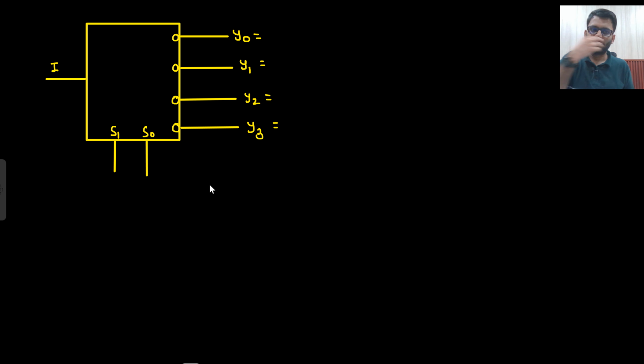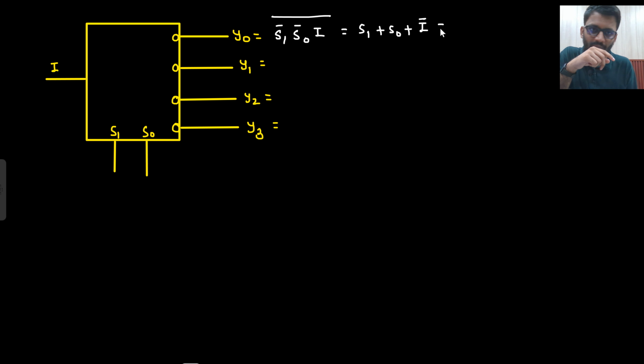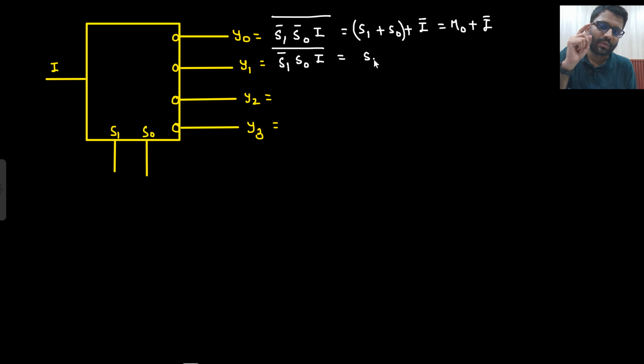Let's write down the answer here. Okay. So how will you write it down? So I will write down in this manner in the examination, that if S1 is not there and S0 is not there, the information I would have been transferred, but there is an inverter, so bar. So S1 plus S0 plus I bar. This S1 plus S0 can be written as M0 plus I bar. What about this? If S1 is not there and S0 is there, then information I would have been transferred. So S1 plus S0 bar plus I bar. So M1 plus I bar.